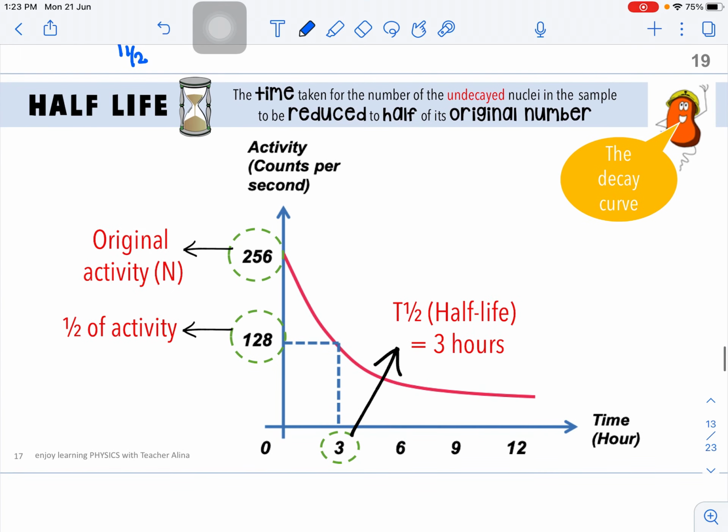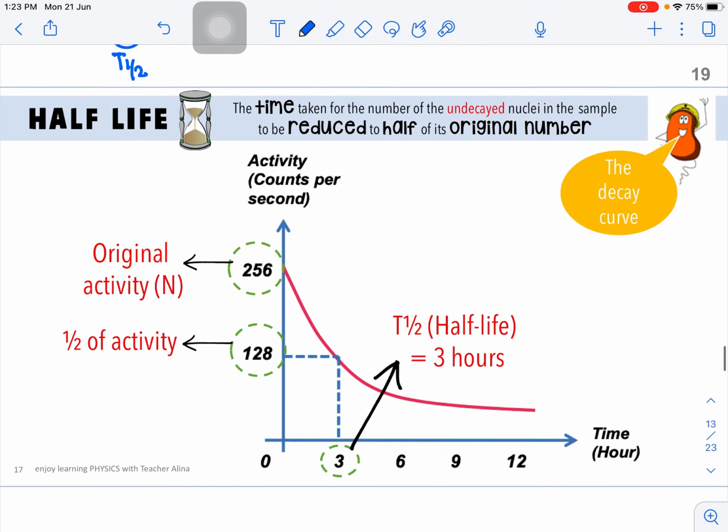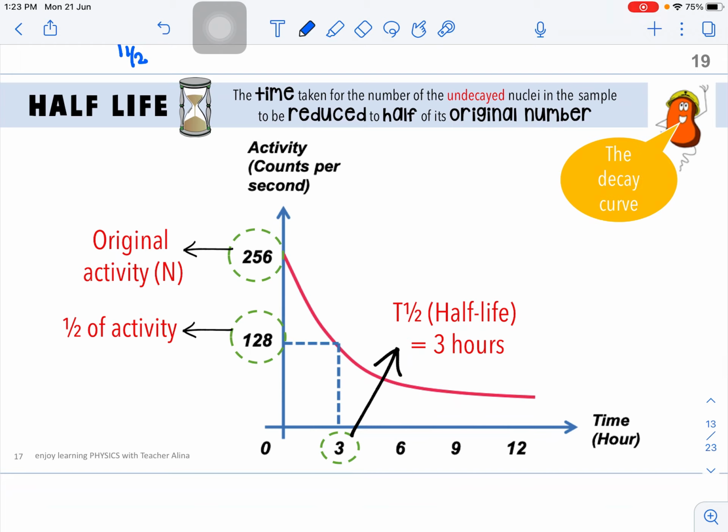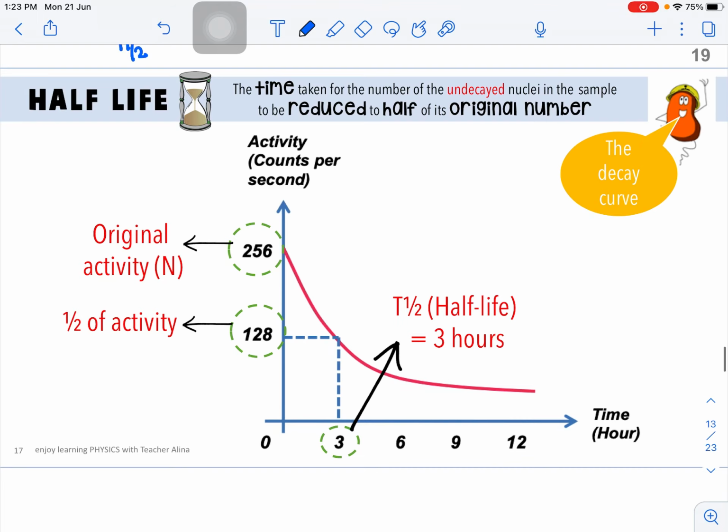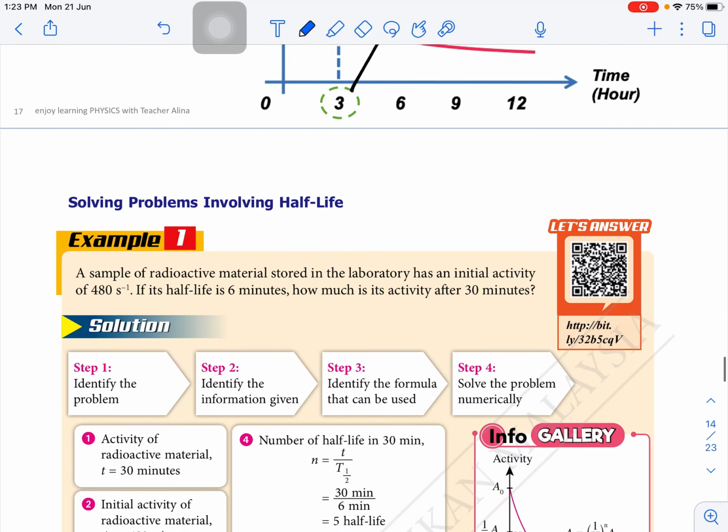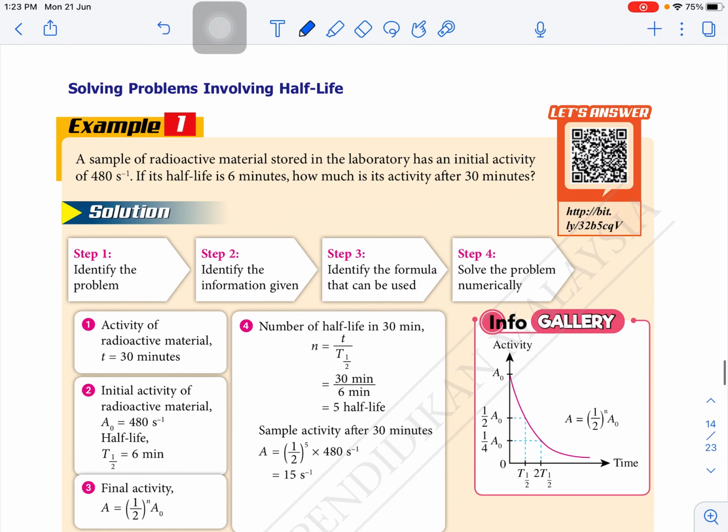Okay. We go for another example. This is the example we have discussed. The original activity is 256. Half of 256 is 128. So what is the time taken for the activity of the element to become half of its initial activity? 256, half is 128. It takes 3 hours. 3 hours is known as the half-life.